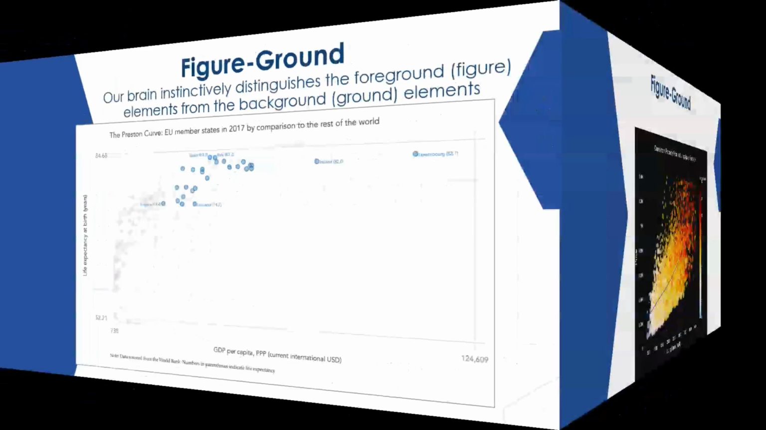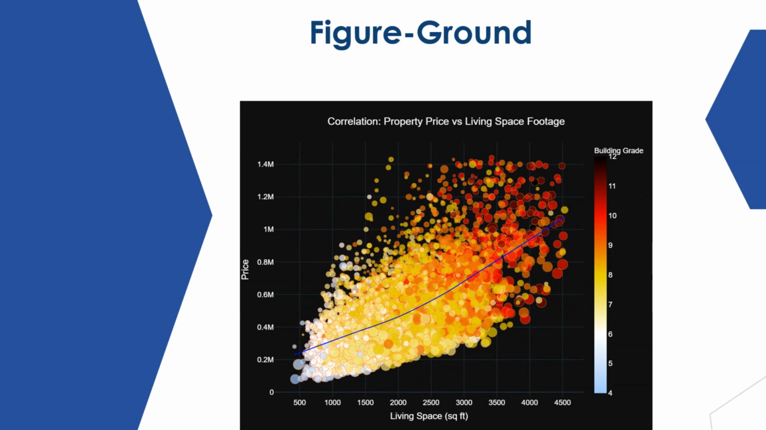Another good example is drawing a line through your scatter plot. Our brain immediately recognizes that the line is the main or the foreground element, and all the dots on the scatter plot are the background elements. They just give more context to us about the distribution.